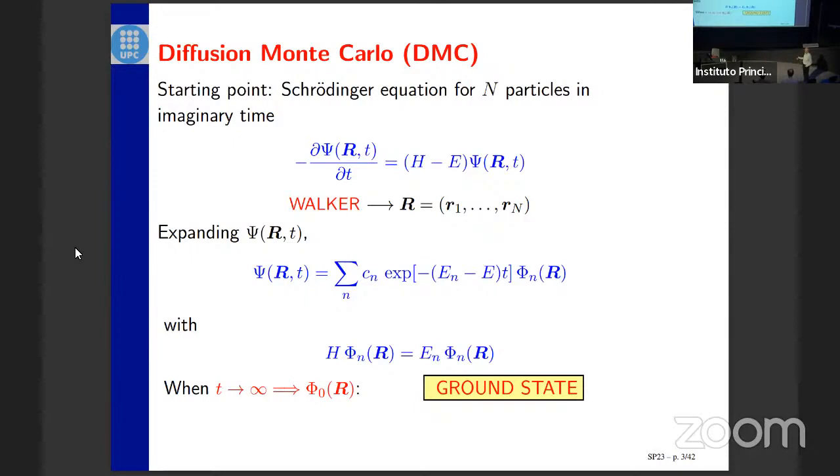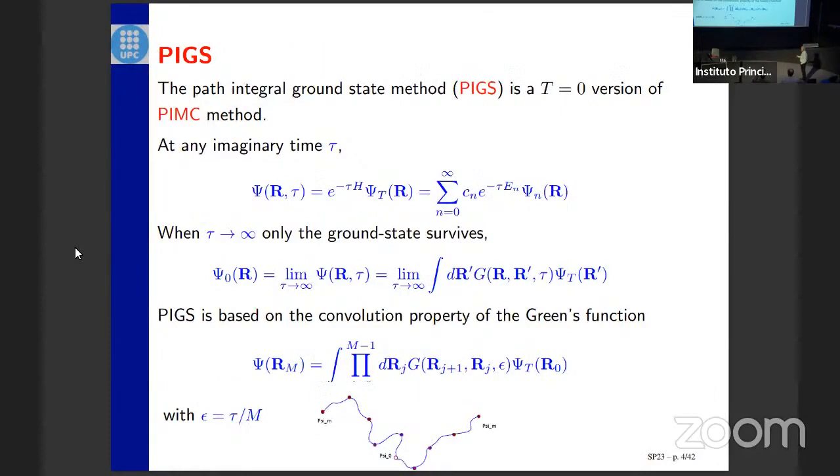Then, using the Green's function, the idea is that you get the ground state of a many-body system. So you are really solving the many-body Schrodinger equation that you know is very hard to solve. For bosons it is exact within a statistical noise. For fermions, we have the same problem that Silvio also commented on, which makes the solution just an upper bound. A good upper bound, but an upper bound.